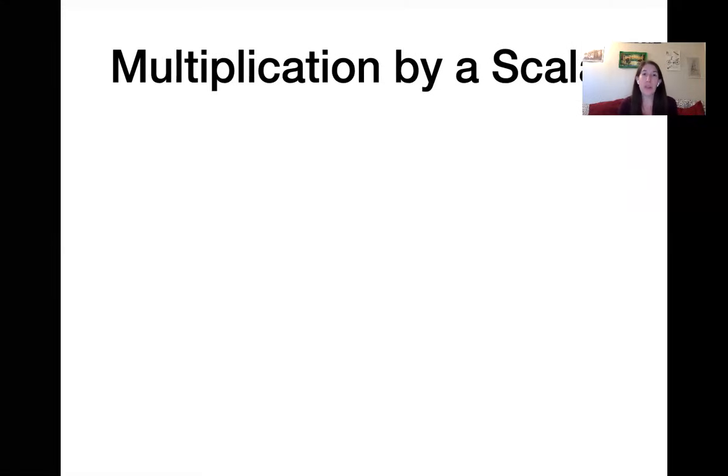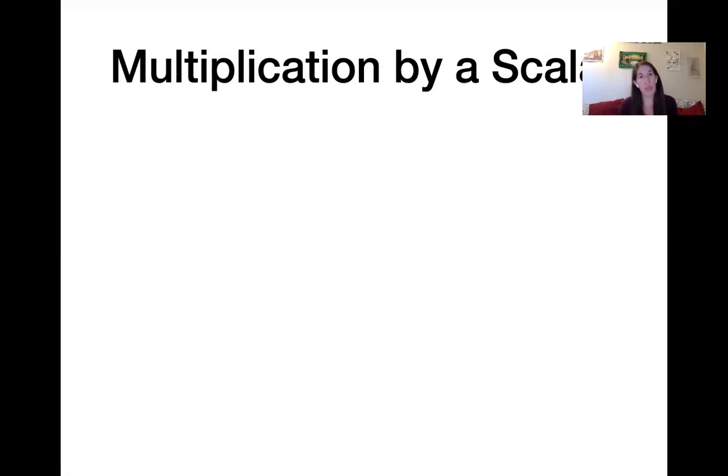In this video, we're going to learn how to multiply a vector by a scalar. Now remember, a scalar is just an ordinary number, right? It doesn't have any direction associated with it, whereas a vector is this different new object that has both direction and magnitude associated with it. In the future, we'll learn how to multiply two vectors together, but for now, we're going to learn how to multiply a vector by a scalar.